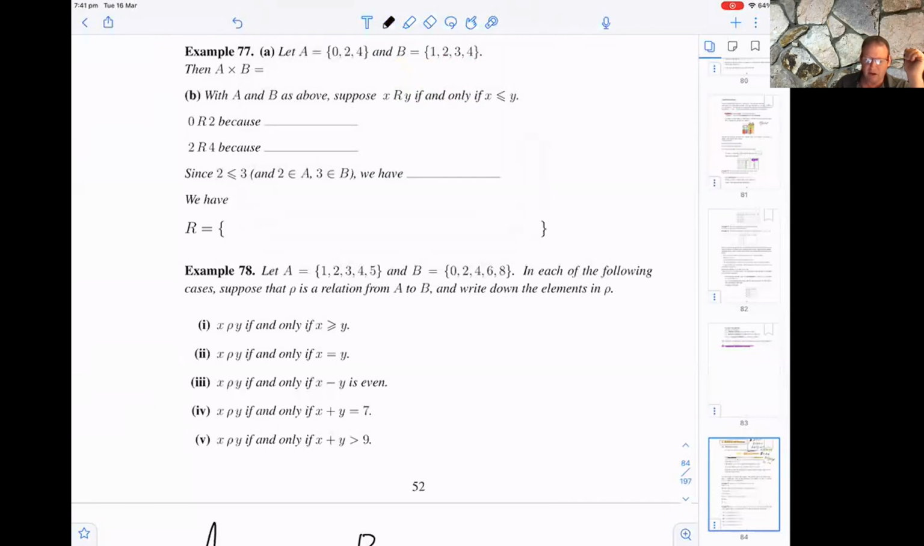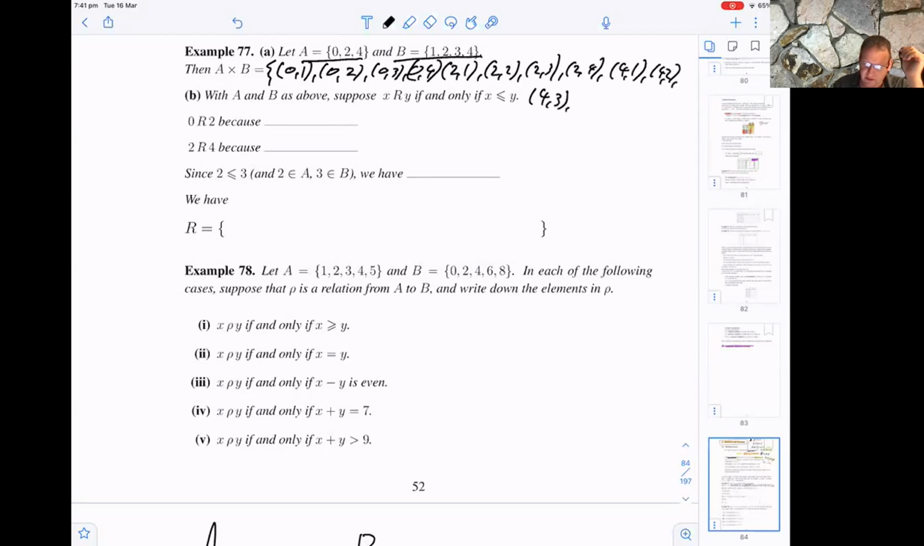mathematically, at least. All right, so take the set A to be 0, 2, 4 and the set B to be 1, 2, 3, 4. So what is A cross B? It's a bit tiring to write, but let's write it. We've got 0, 1, 0, 2, 0, 3, 0, 4, 2, 1, 2, 2, 2, 3, 2, 4, 4, 1, 4, 2, 4, 3, 4, 4.